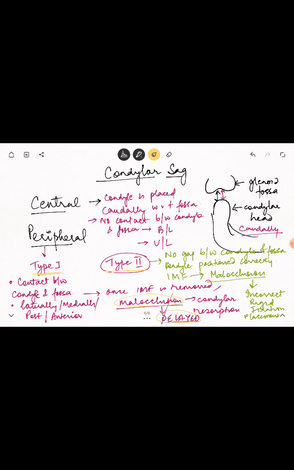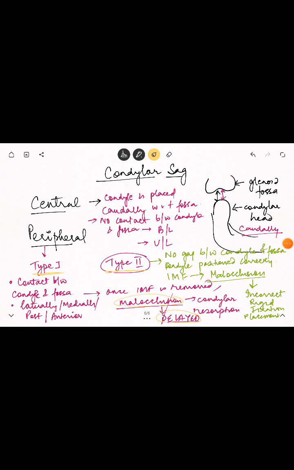Now let us again revise quickly. In case of central condylar sag, what was happening? The condyle is placed caudally with respect to the fossa. There is no contact between the condyle and fossa. It can be either bilateral or it can be unilateral. That's it. Okay.